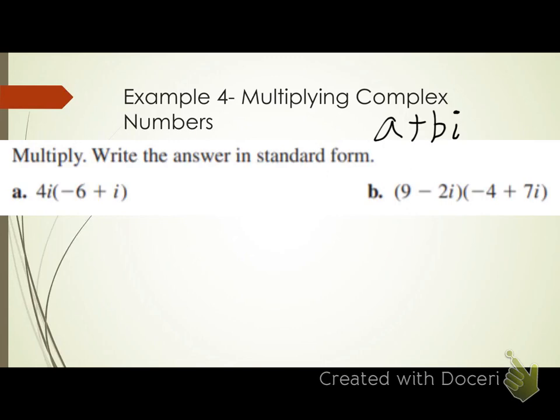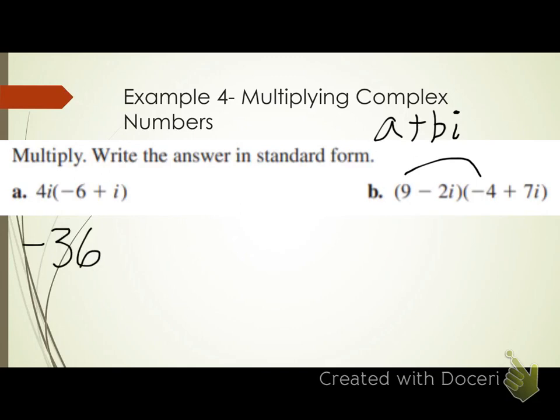Yeah, we use FOIL. What does F stand for in FOIL? First. So I'm multiplying the first term from each binomial together. What's the first term of each binomial? 9 and negative 4. What's 9 times negative 4? Negative 36. Very good.